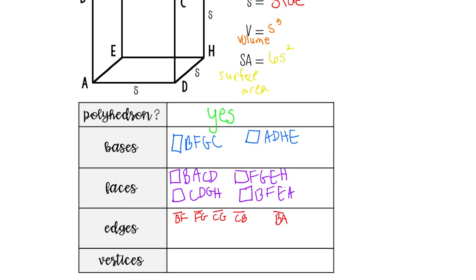Lastly, vertices, those are all the corners of the cube. So A, B, C, D, E, F, G, and H are all vertices.